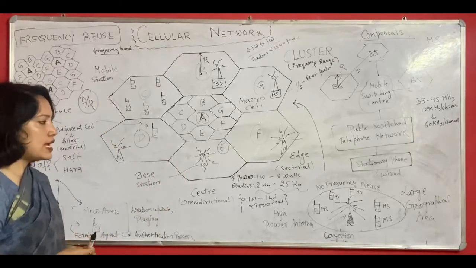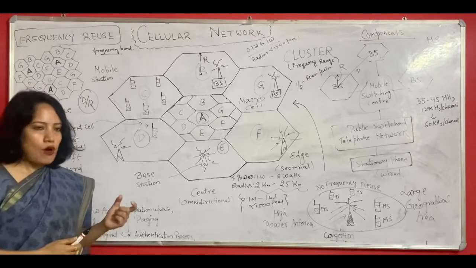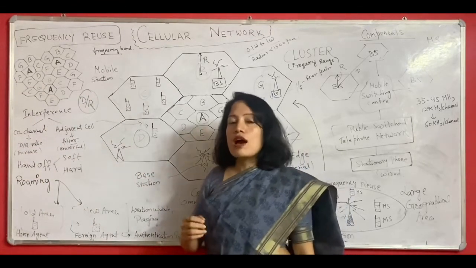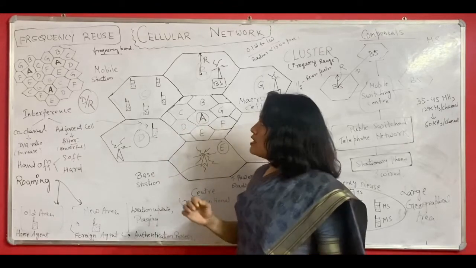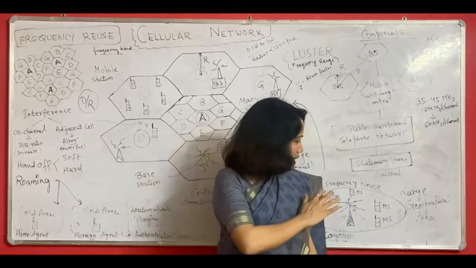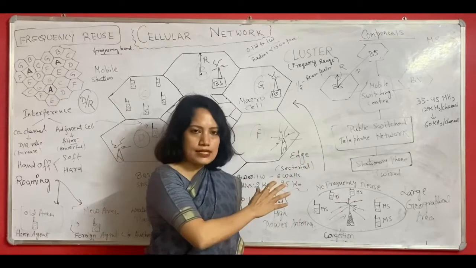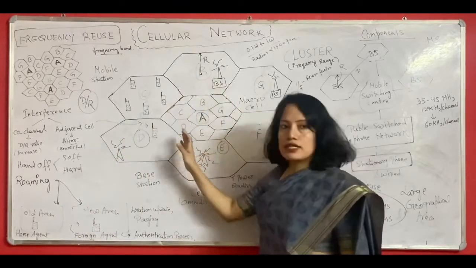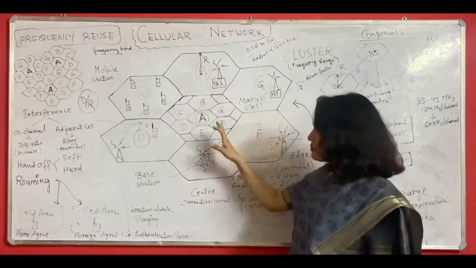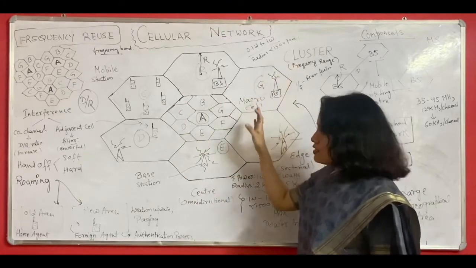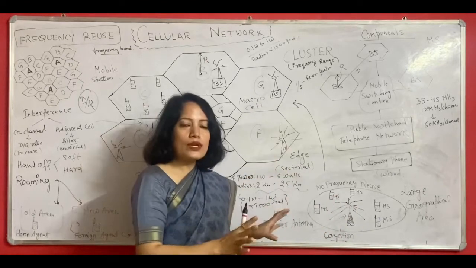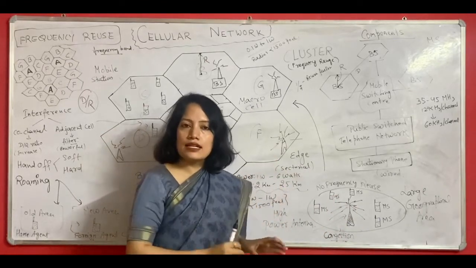Now, a very important application of the cellular network is frequency reuse. So how is frequency reused? As I told you, the geographical area is divided into a number of cells. A combination of cells where each cell uses a different frequency range is called a cluster. A geographical area can be covered with a number of identical clusters.